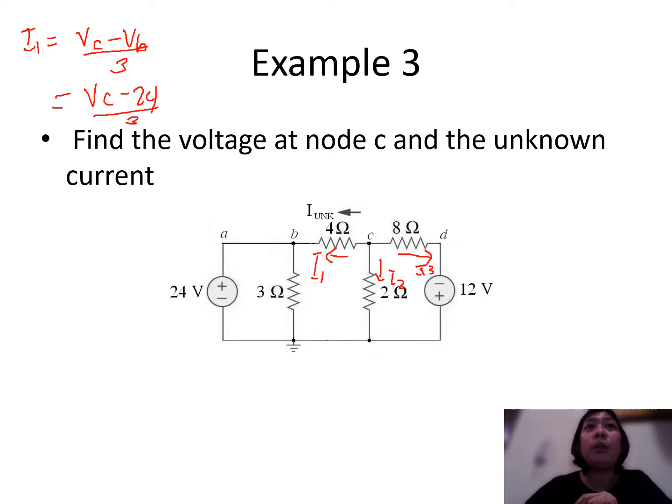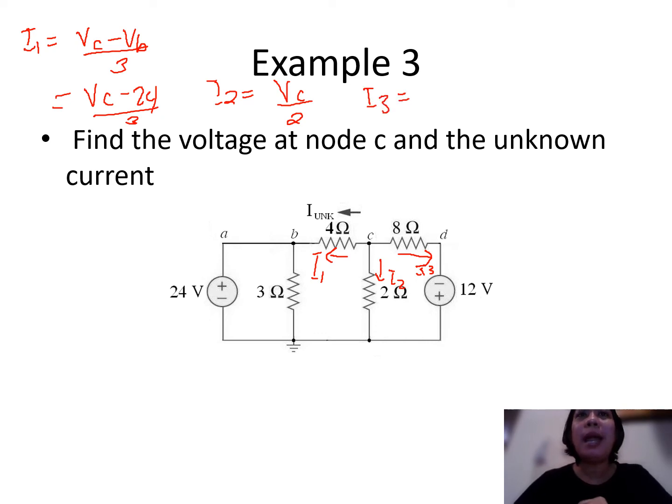Okay, so how about I2? How do we write I2? I2 is directly connected at your node C. So this is simply VC all over 2. And then let us write our I3. So what is our I3? We have VC minus VD all over 8, but VD has a voltage source which is equal to 12 volts.